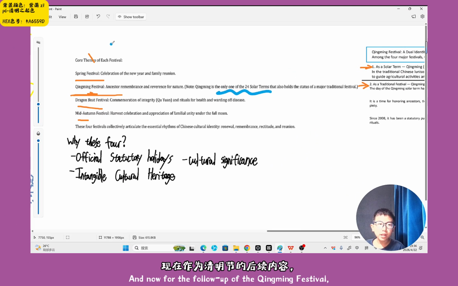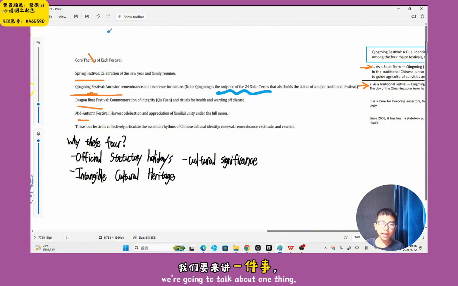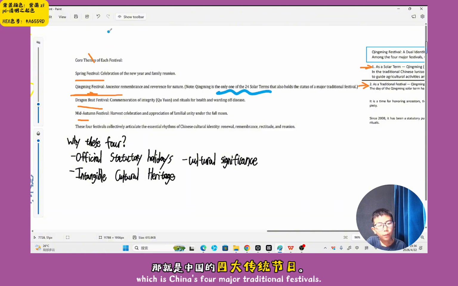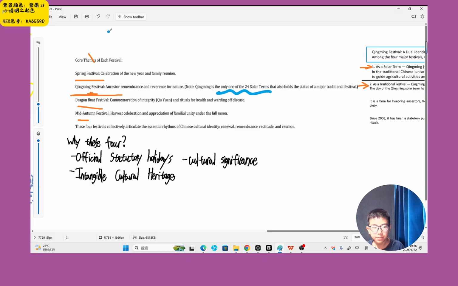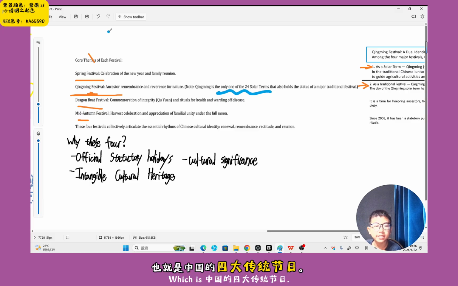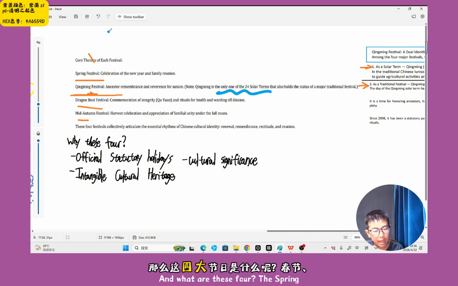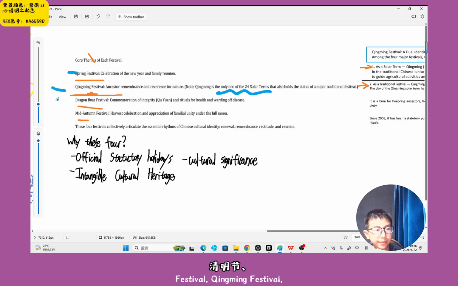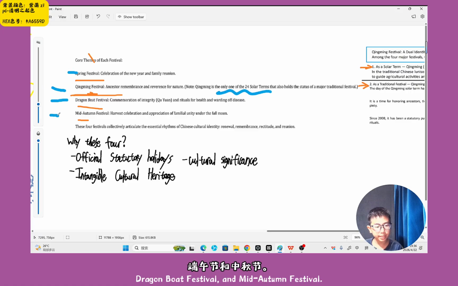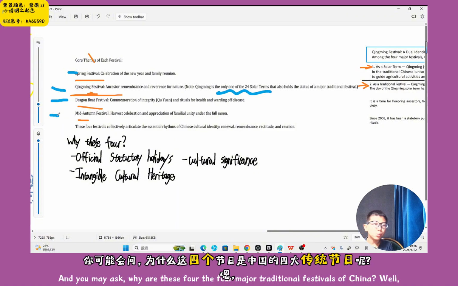And now, as a follow-up to the Qingming festival, we're going to talk about China's 4 major traditional festivals, which is 中国的4大传统节日. And what are these 4? The Spring Festival, Qingming Festival, Dragon Boat Festival, and Mid-Autumn Festival. And you might ask, why are these 4 the 4 major traditional festivals of China?